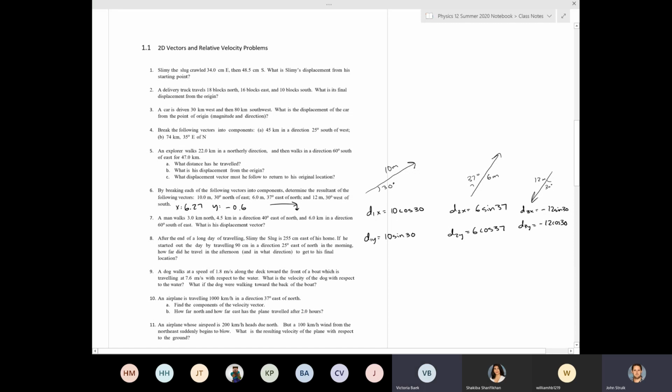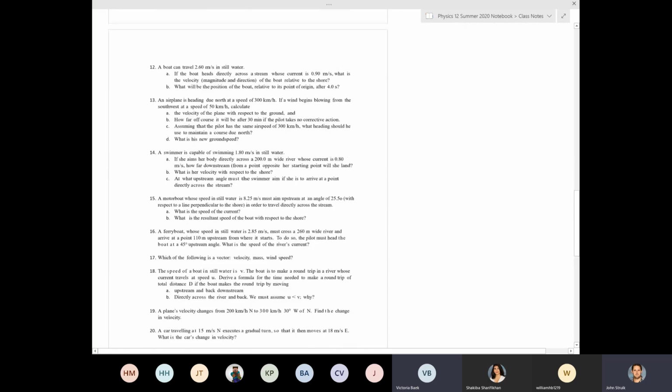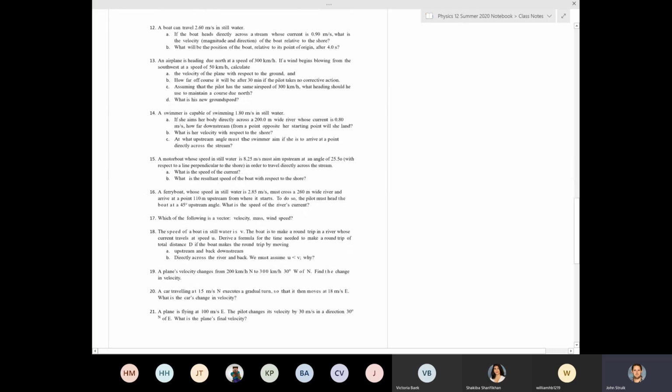Yeah, I got it. Sorry, but can you also go over number 16 as well? Yeah. Okay, 16: the ferry must cross the 260 meter wide river. Oh, this one sucks. Okay. I had trouble with this one too, so don't feel bad.